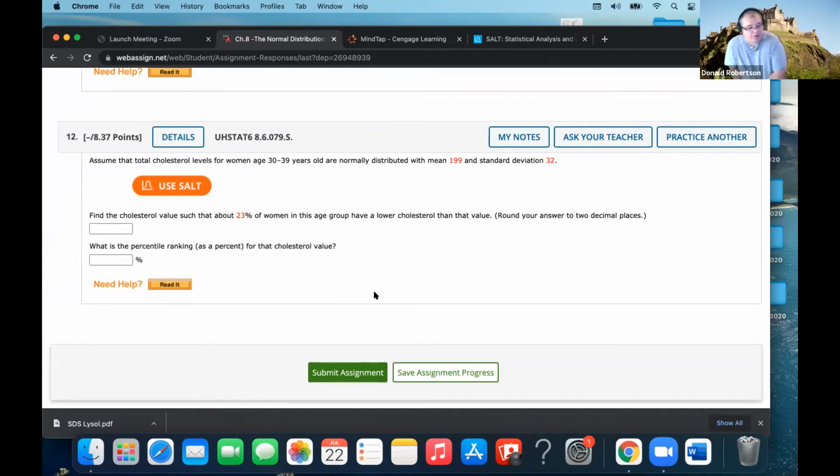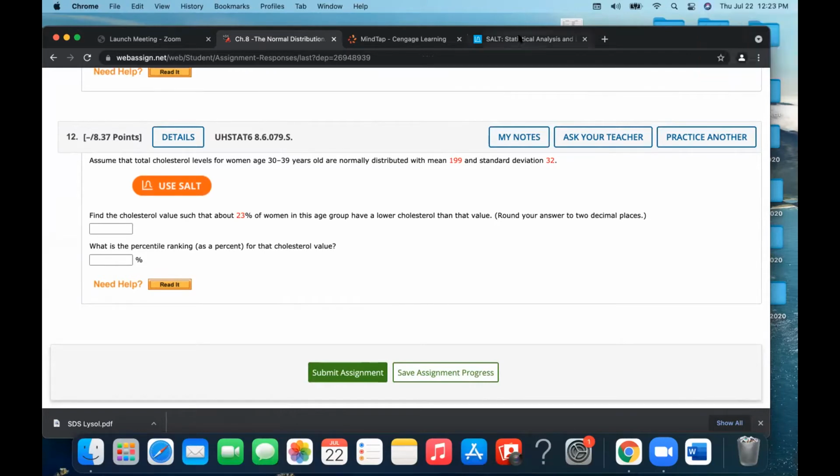Okay, now, do you see that little red salt box? I'm assuming that's going to come in a minute. So let's find out what we have.